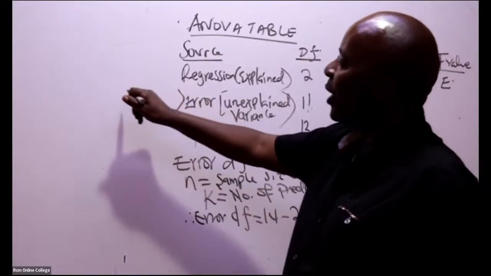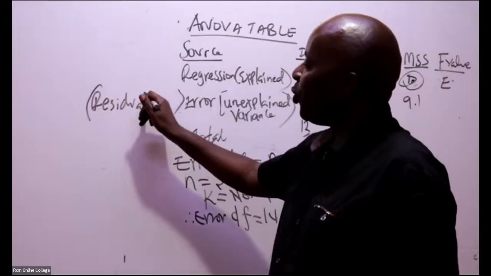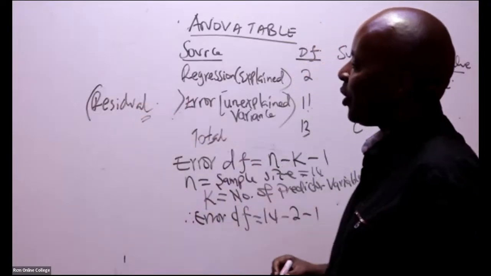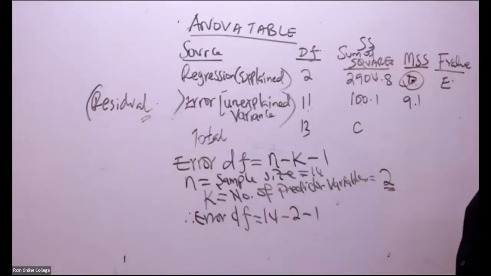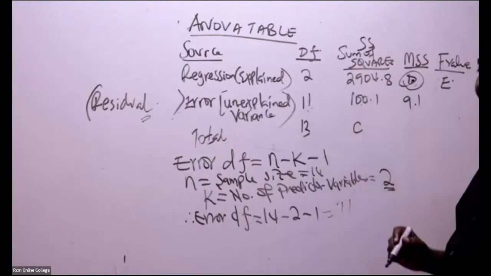You guys are very bright. Residual. Remember, residues are not good; these are errors. So this one here gives me 11. That's how they got 11.